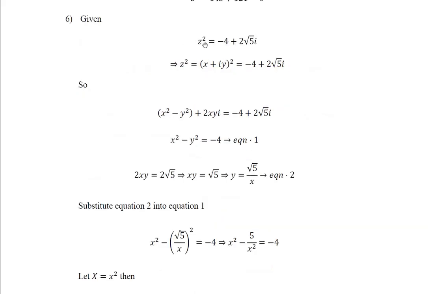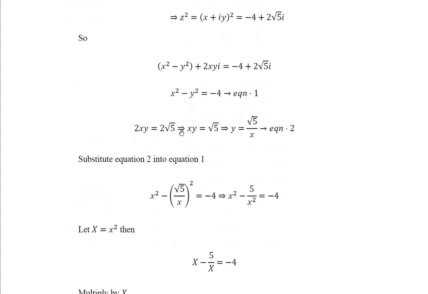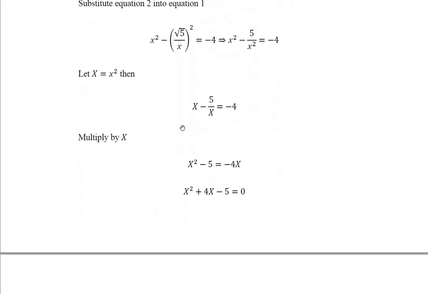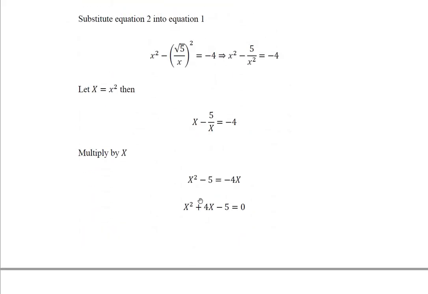Number 6. Given z squared is equivalent to minus 4 plus 2 root 5i, we can get that x squared minus y squared is equal to 4, and I'll call this equation 1, and 2xy is equal to 2 root 5, which implies that y is equivalent to root 5 over x, and I'll call this equation number 2. If I substitute equation number 2 into equation number 1, I would obtain the following quadratic equation after some simplification: x to the fourth plus 4x squared minus 5 equals 0.